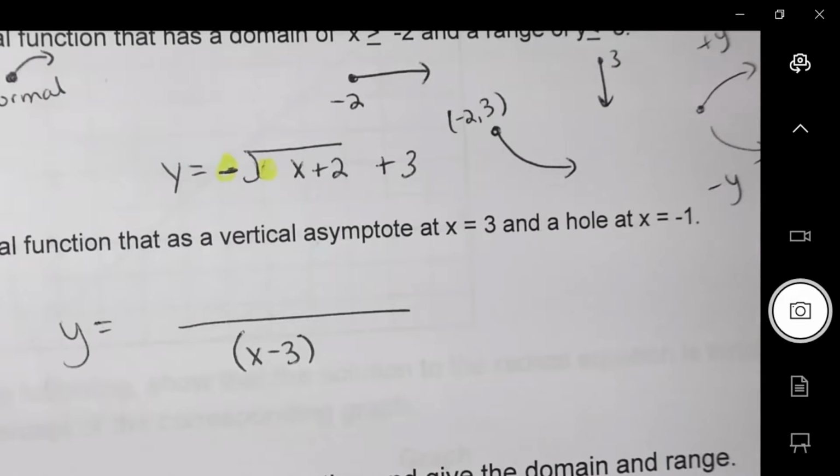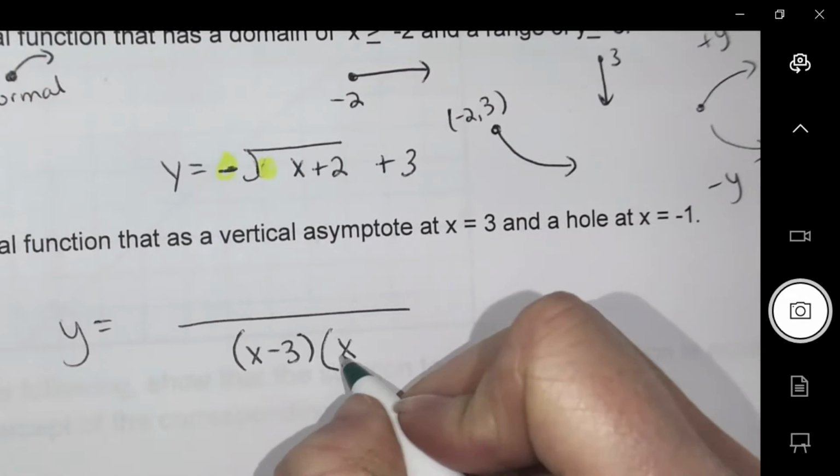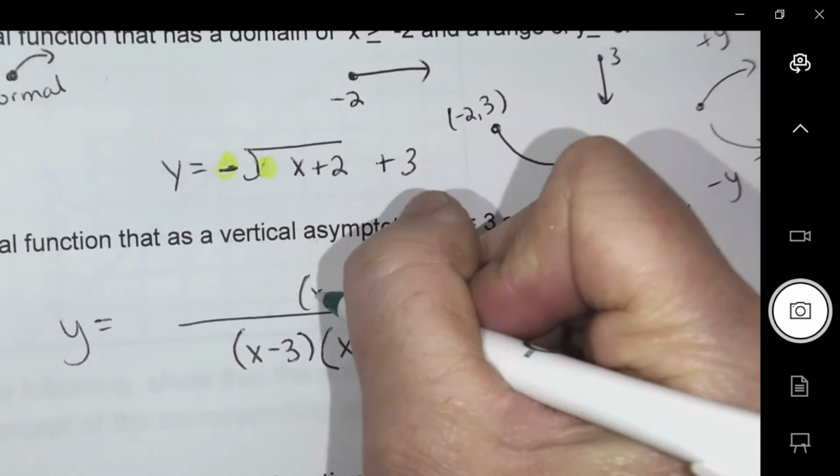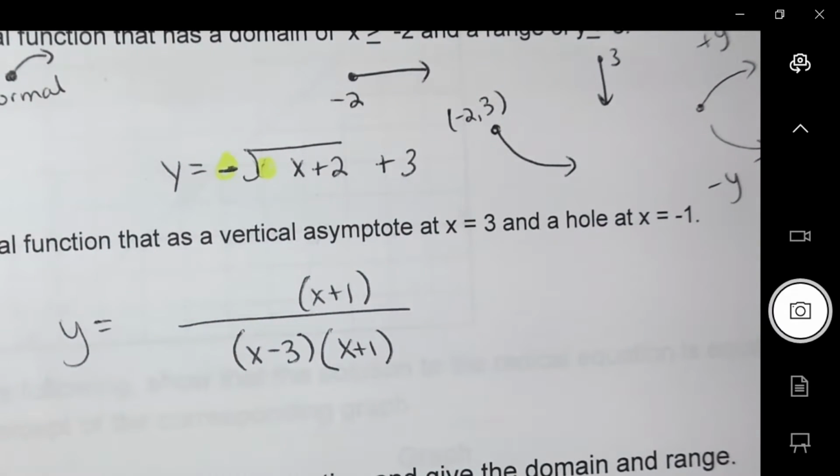And I have a hole at -1. So x plus 1, but that means if there's a hole, that creates the hole. That's it for this question, but what if I asked you something different?